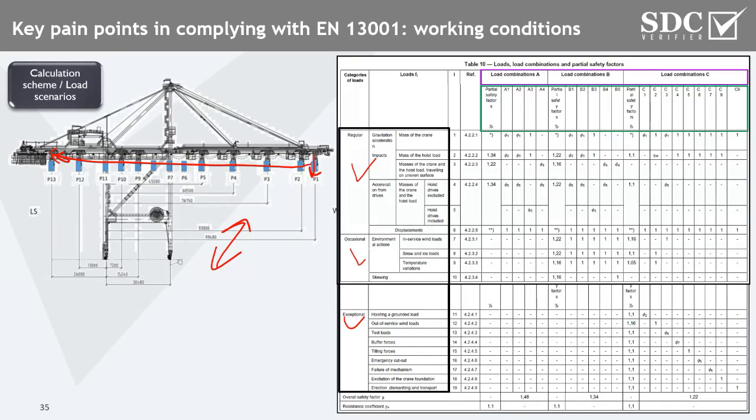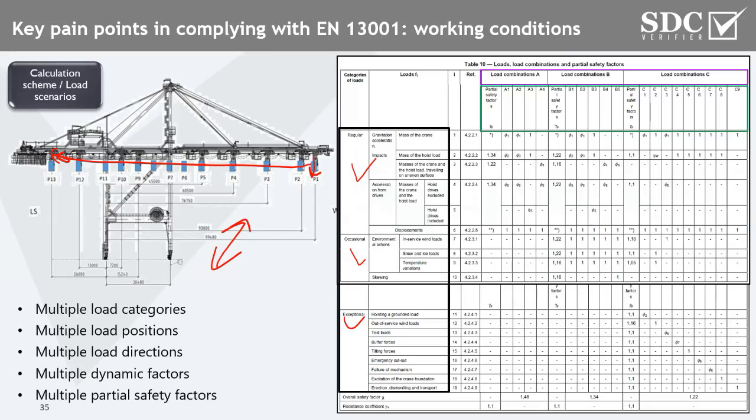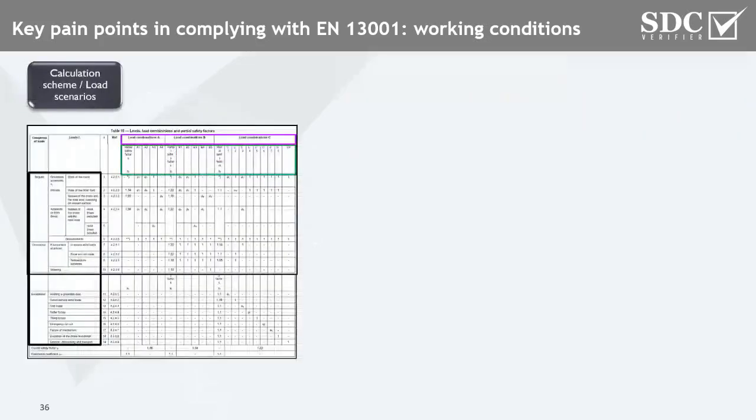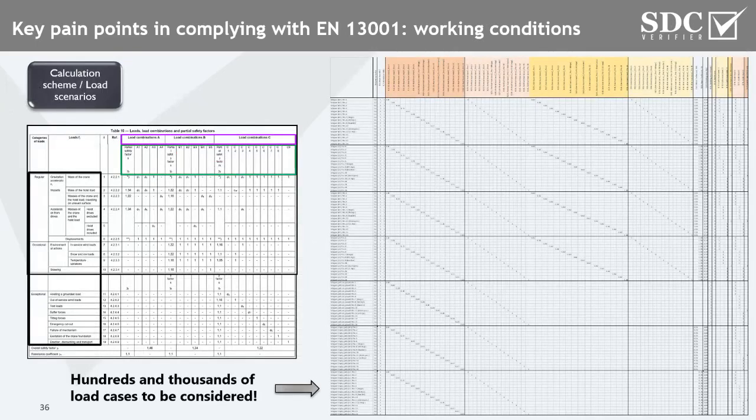But it includes so many different variables, starting from load categories, positions of your trolley, because it can be here, it can be there, anywhere, basically. Load direction, whether it's traveling to the water side or to the land side. Different dynamic factors, depending on which case you are checking. Different partial safety factors, which are all different for regular, occasional, and exceptional cases. So basically, the situation results in hundreds and thousands of load cases to be considered. Again, depending on your structure, but very often this is a considerable number of load scenarios.